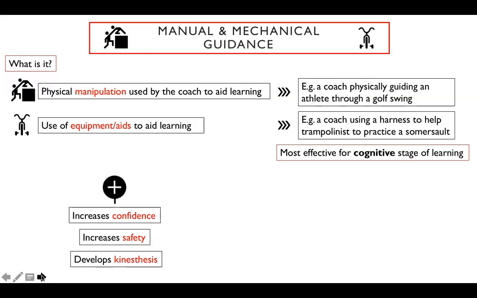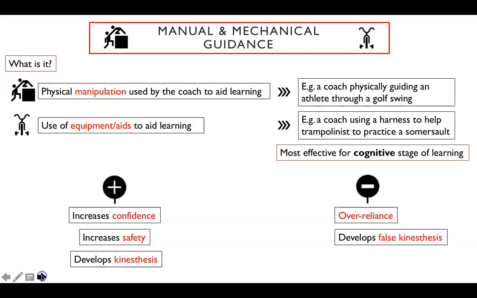However, what happens that first time you take your stabilizers off? You've become over-reliant on them. That is a real big negative. You become over-reliant on this equipment, these aids to help you. So when you're riding your bike and all of a sudden your stabilizers are off, you fall off your bike and realise you've become over-reliant on them because you've got so used to them. And this can develop a false kinesthesis. The feeling you developed when using stabilizers isn't the right feeling to actually execute the skill correctly. So it can have a negative effect in terms of developing false kinesthesis.